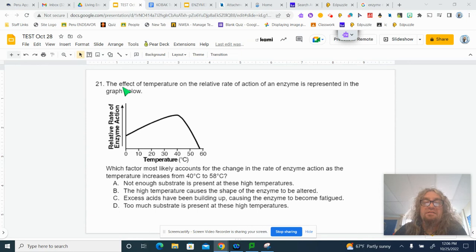Question 21. The effect of temperature on the relative rate of action of an enzyme is represented in the graph below. Temperature on the x-axis, relative rate of enzyme action on the y-axis. Which factor most likely accounts for the change in rate of enzyme action as the temperature increases from 40 to 58 degrees C? A, not enough substrate is present at these high temperatures. B, the high temperature causes the shape of the enzyme to be altered. C, excess acids have been building up, causing the enzyme to become fatigued. Or D, too much substrate is present at these high temperatures.